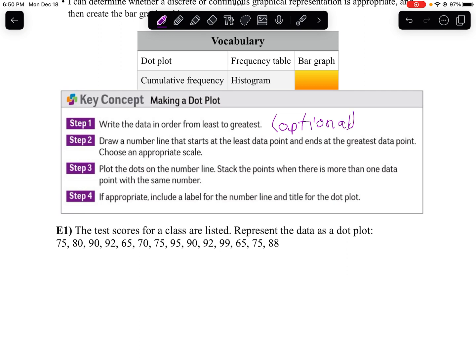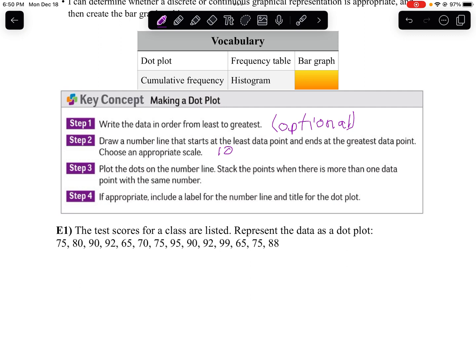Then we're going to draw a number line that starts at the least data point and ends at the greatest data point, and we're going to choose an appropriate scale. I would say like 10 different categories would be the most you want to have, maybe less than that. And then I'll plot the dots on a number line. I'll stack the points where there's more than one data point with the same number or the same category. If appropriate, I'll label it and include a number line and a title for the dot plot.